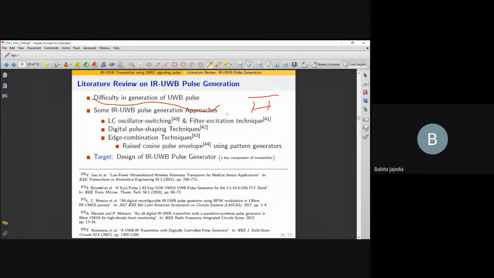Right? So some of the existing IR-UWB pulse generation approaches which are possible were LC oscillator based, filter excitation also, right? So for filters, for example, you can design a rectangular box, then you keep on filtering this, right? So you can see after some filter stages, it will become some sort of Gaussian as well, right? Then digital pulse shaping techniques can also be used. For example, digital pulse shaping means, if you want to generate a rectangular box, like for example this, I'm just giving an example, right?